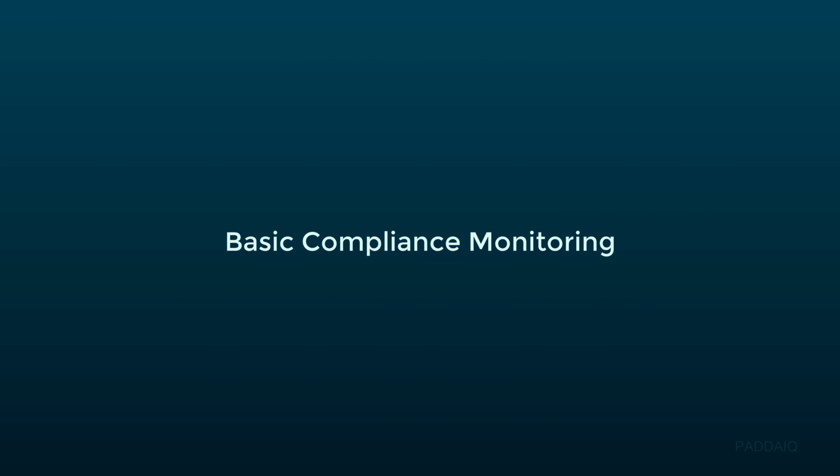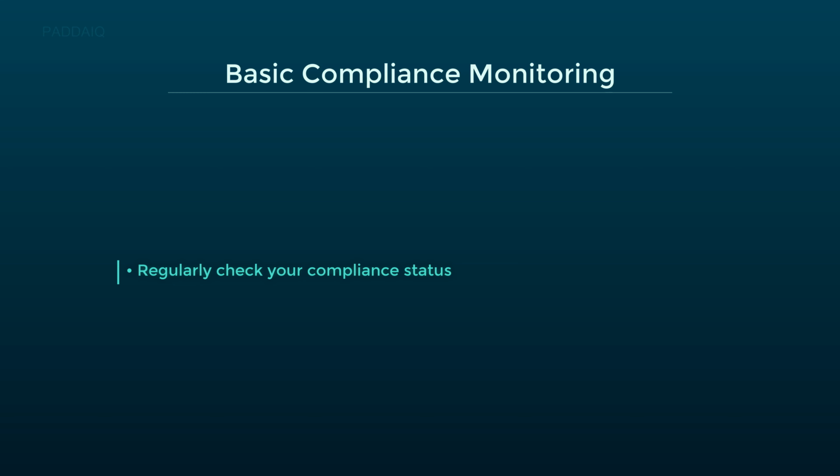Basic compliance monitoring. Regularly check your compliance status. This means routinely verifying that your SAP BTP usage follows internal and external rules. For example, you might run a monthly report to ensure all data is stored in the correct geographical region. Consistent monitoring helps you proactively address any issues.